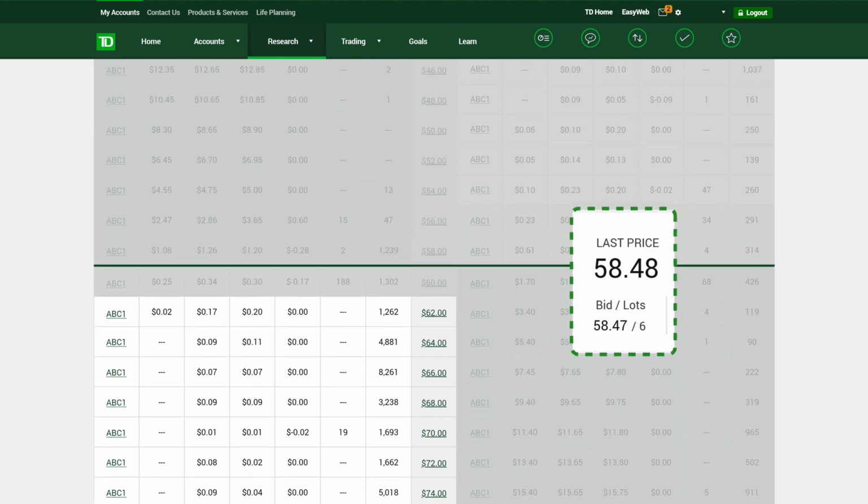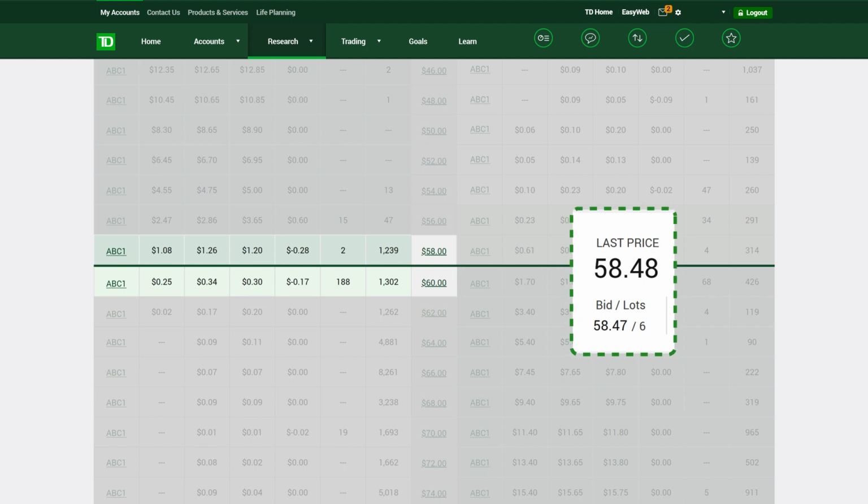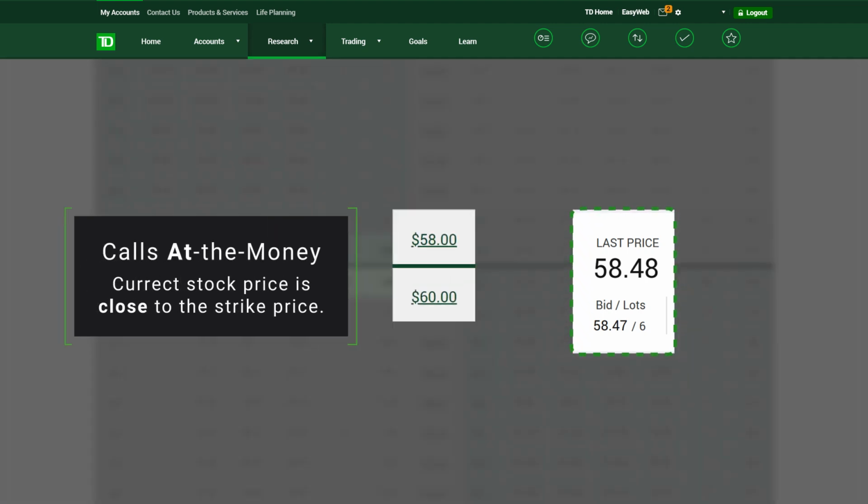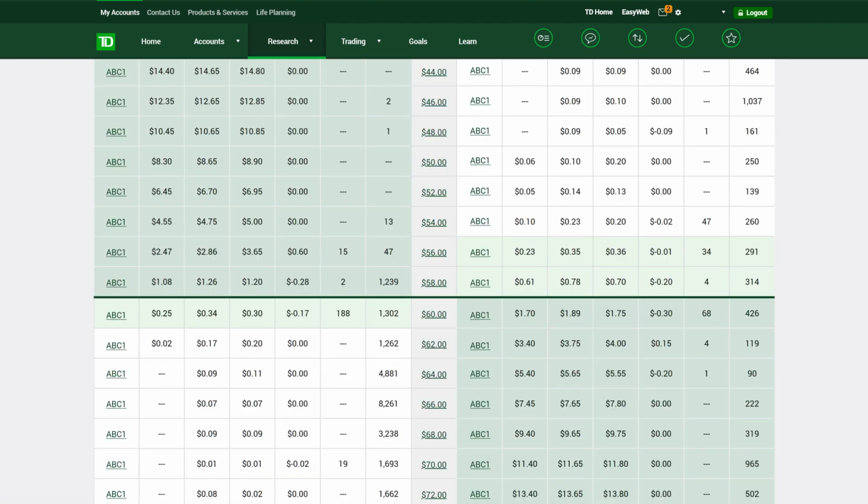An easier one to remember is at the money. An option is said to be at the money when the underlying stock is trading relatively close to the strike price. So where does that leave us with put options?